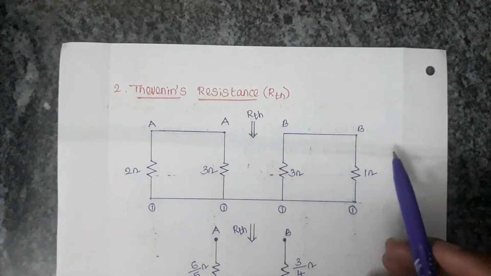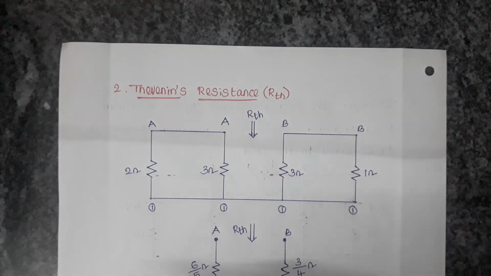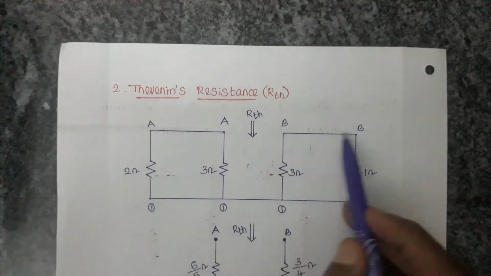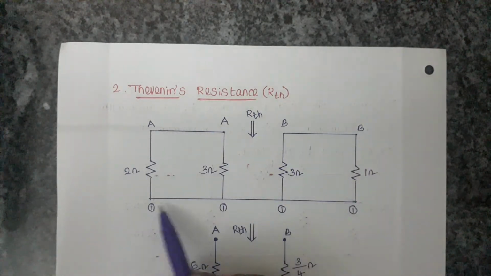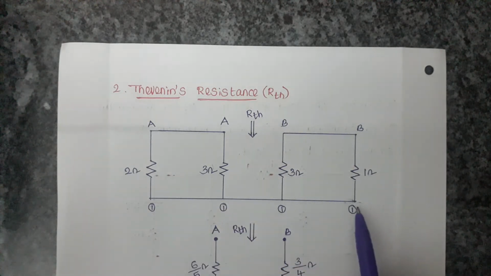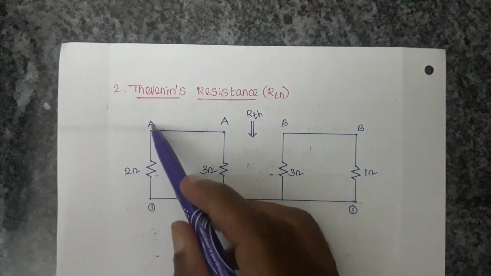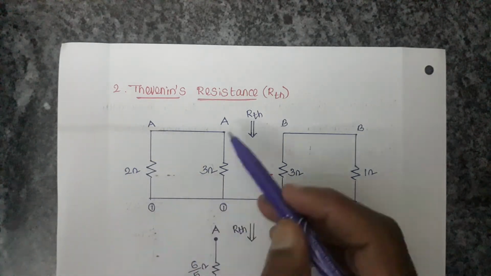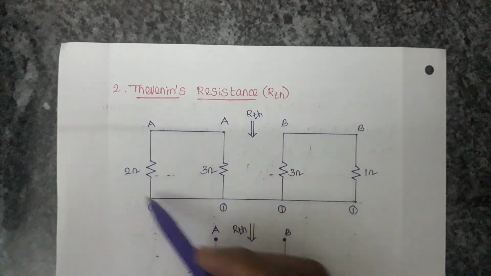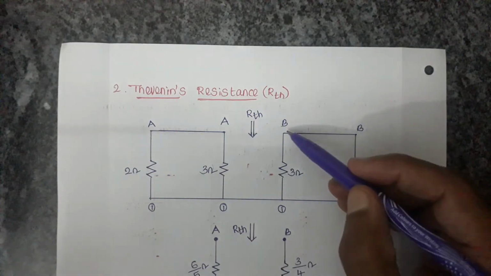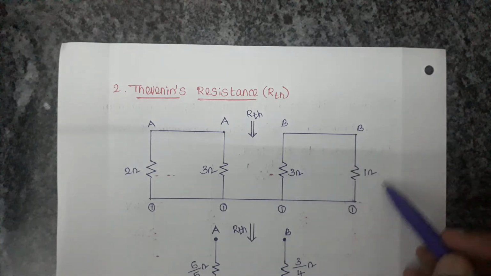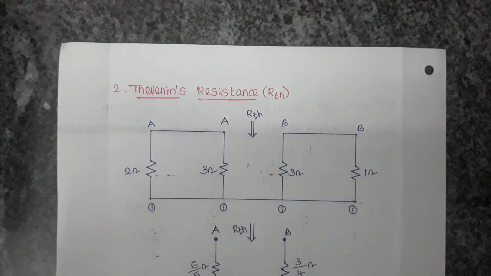After short circuiting the voltage sources, the circuit becomes like this. If this is A, this is also A because it is a short circuit. If this is B, this is also B. If you take this as node 1, this is also node 1, and this is also node 1. So this 2 ohms is connected between A and node 1, and this 3 ohms is connected between A and node 1, so these two are connected in parallel. This 3 ohms is connected between B and node 1, and this 1 ohm is connected between B and node 1, so these 3 and 1 ohm resistors are connected in parallel.